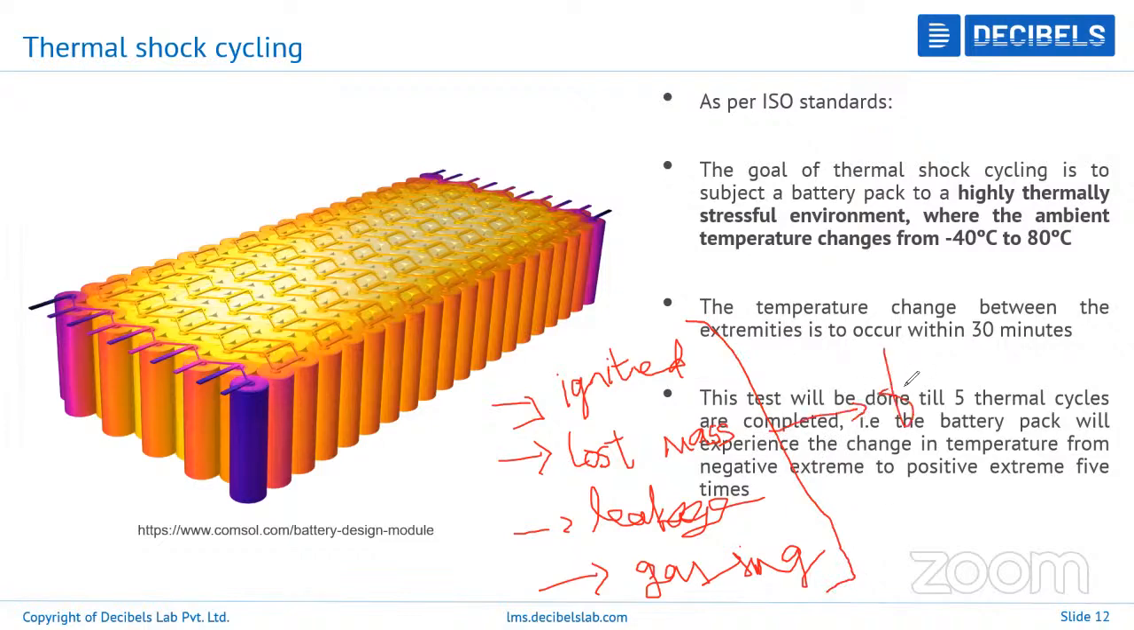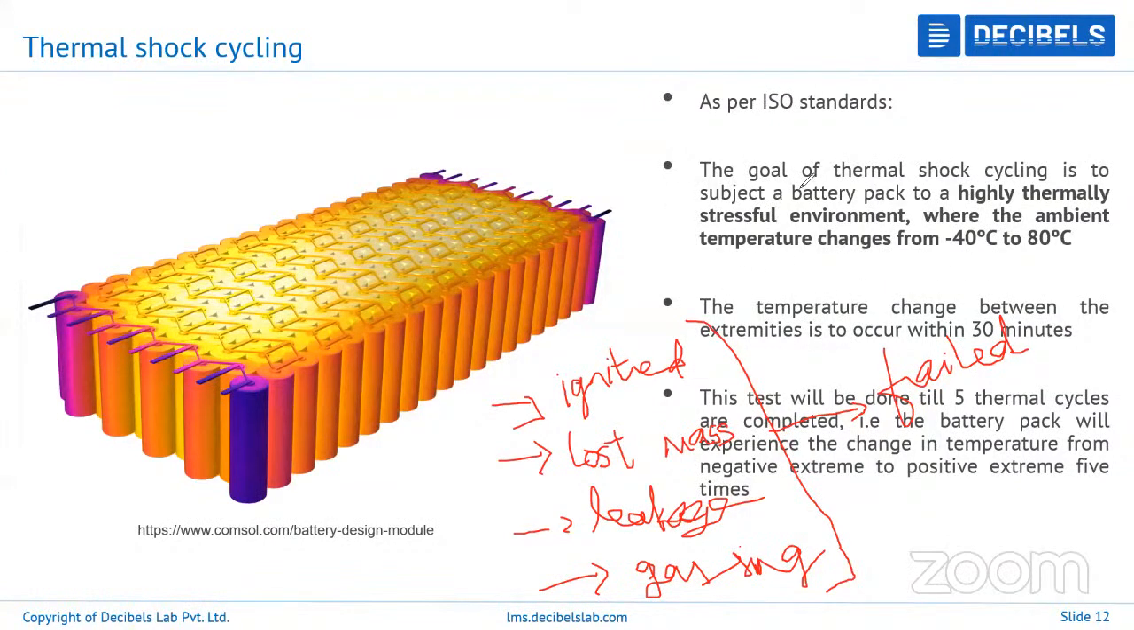Okay, it has failed the certification test, or it has failed the acceptance test, and therefore it is no longer roadworthy. Okay, so if none of this is noticed, then it is roadworthy, and it will then proceed to the next test. Okay, so this is basically thermal shock cycling.